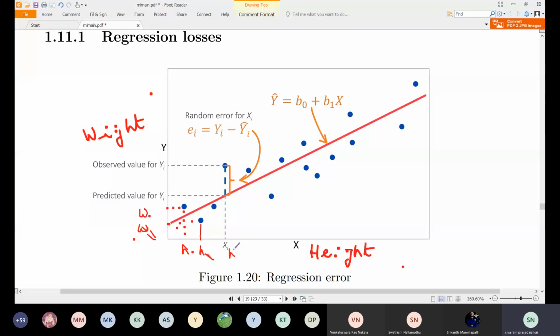If you look at the ith person, this line which is shown in the red color is called the regression line. So how is it defined? How is the regression line defined?